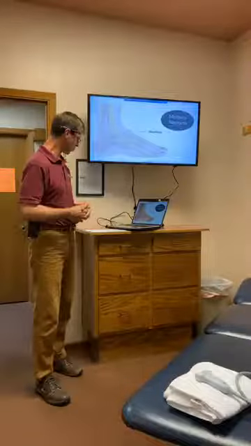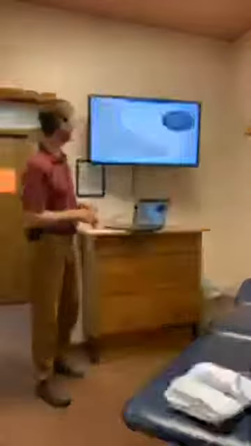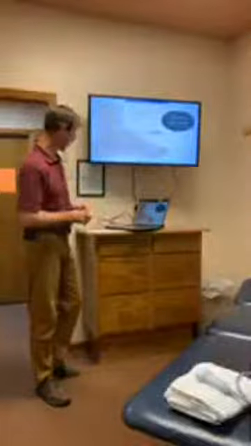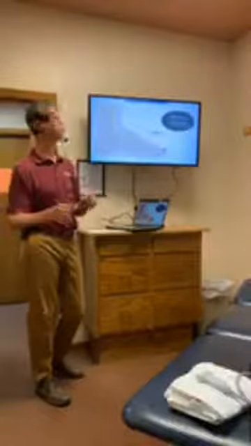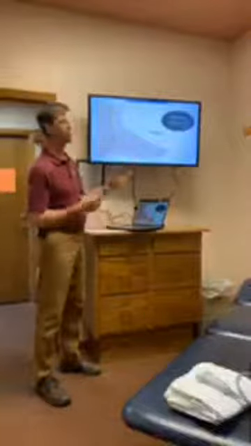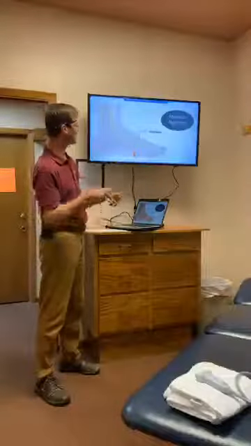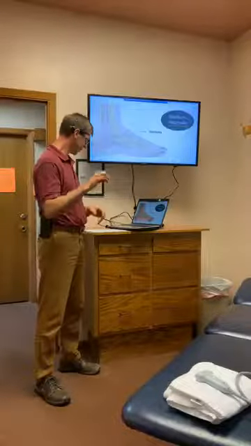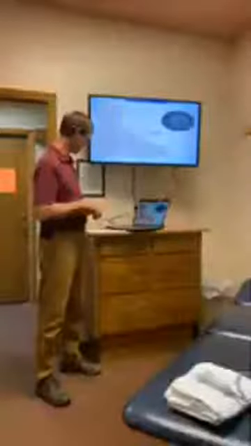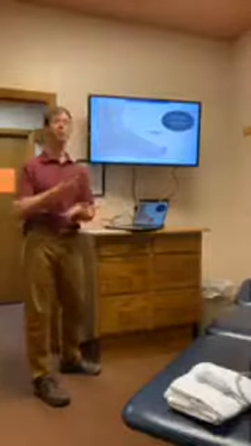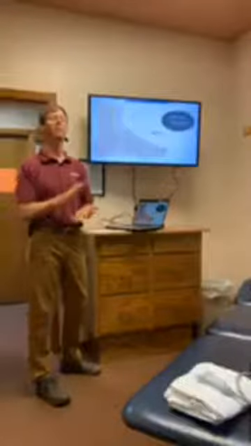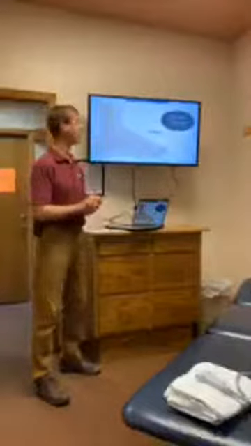Okay, next is Morton's neuroma. Basically, it's an inflamed branch of the plantar, in other words foot, digital nerve. So it's a nerve that's going between the two digits, and it gets inflamed and painful, usually between the second and third toes, oftentimes from compression, too much compression. Poor fitting shoes can cause that.